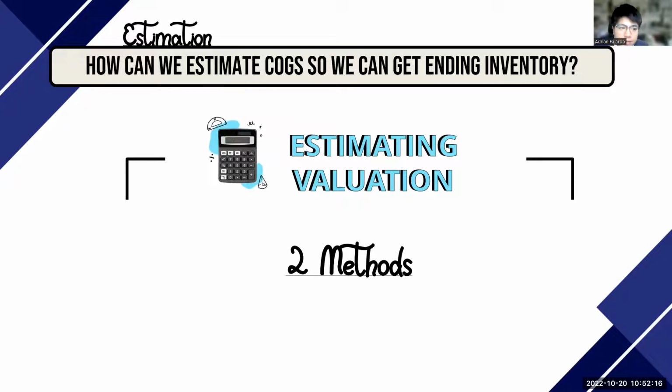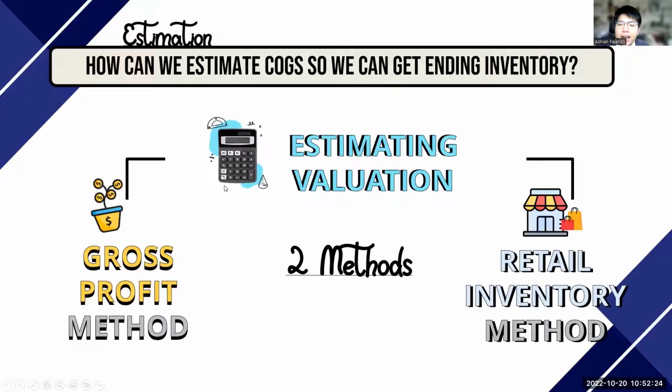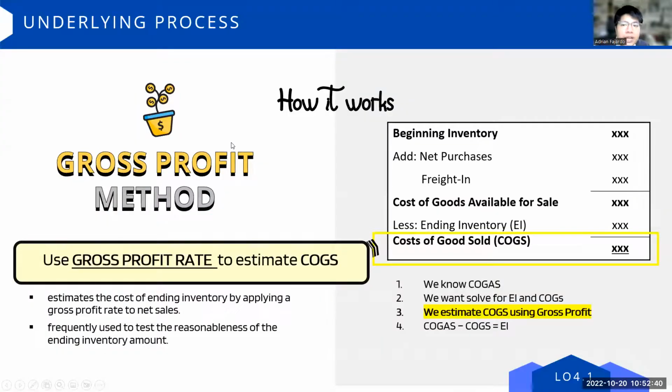There are two methods to estimate the value of inventory. You have the gross profit method and you have the retail inventory method, right? So again, there are two methods to estimate: gross profit method, retail inventory method, right? So let's first go to gross profit method. So let's understand the underlying process.